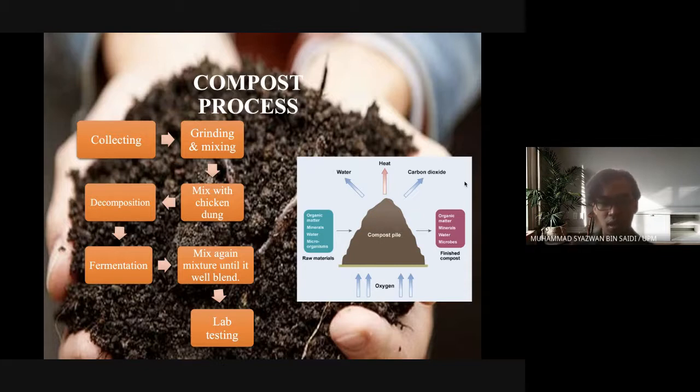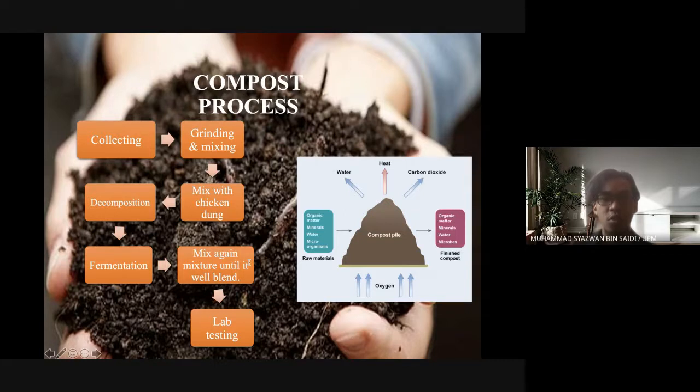So, compost is considered mature enough when it reaches 30 degrees Celsius heat temperature and the pH value is about 4.5 to 6.0. And then we have to mix it with the chicken dung in the ratio of 3 to 1, which is 3 parts of oil palm frond with the mixture of empty fruit bunch, and 1 part is the chicken dung.